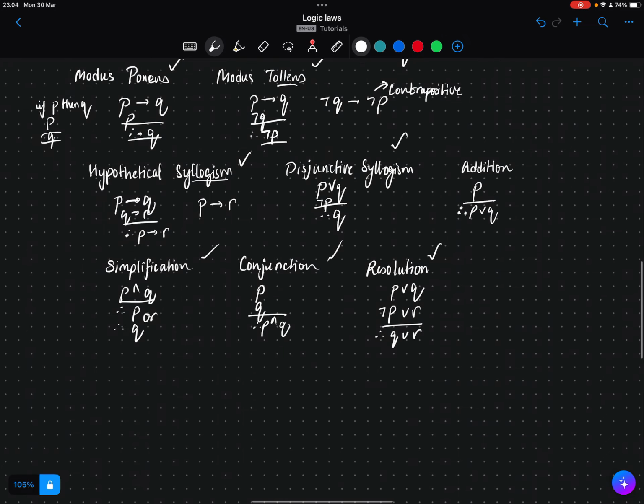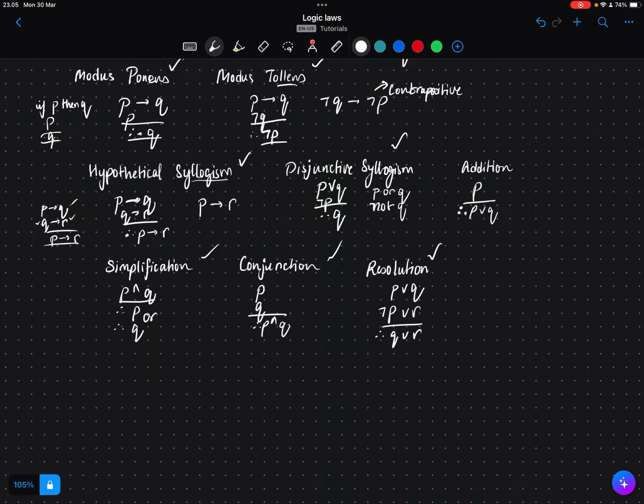Hypothetical syllogism: this one is pretty useful. This is one of the most useful ones. If P then Q, and Q to R. So if P, then we get Q, then we get R, right? So directly we can write P to R. I'll show you this in the question that I'll solve. Disjunctive syllogism: P or Q, not P. So it's either P or Q, right? And if not P, then obviously Q. That's pretty self-explanatory.